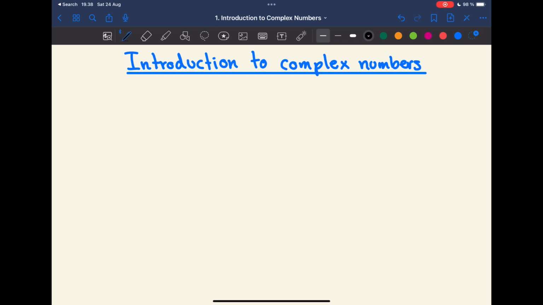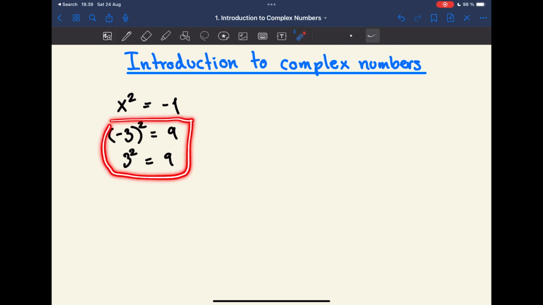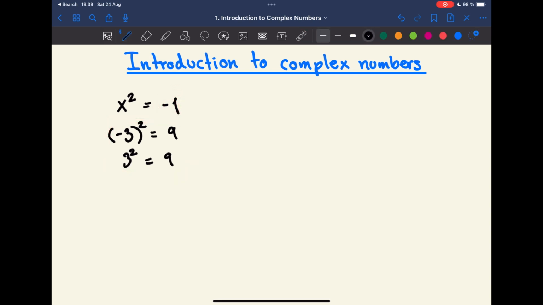First of all, let's just motivate why we need the complex numbers. So what we want to do is solve equations like x squared equals something negative. So for example, equals -1. Now this is not possible usually, because if we have -3 squared, then we would have 9. But if we just had a positive number, 3 squared, we would also get 9. So it's not really possible for us to square a number and then still get a negative on the other side of the equal sign.